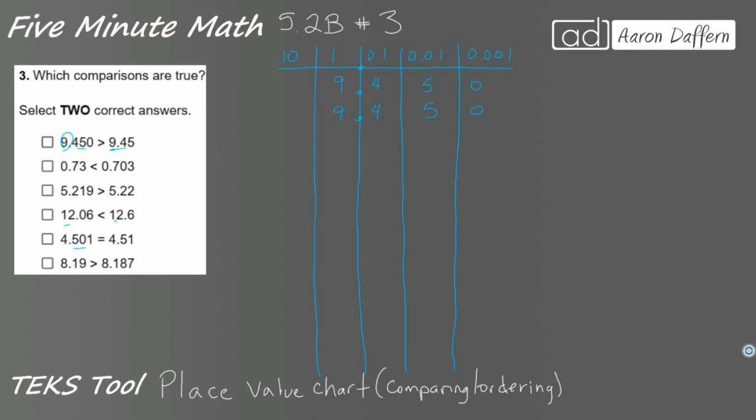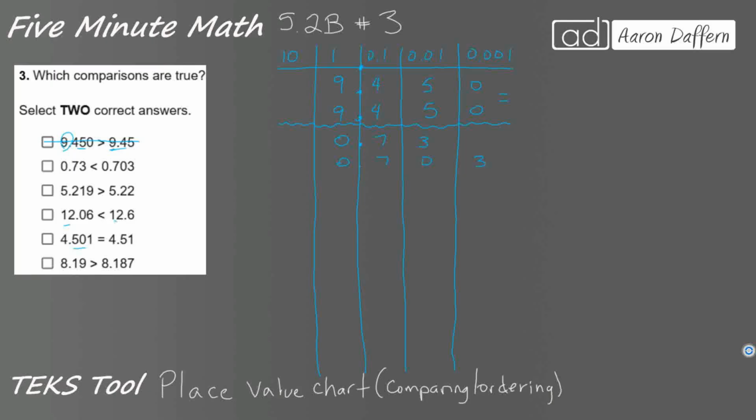Okay, so those two are equal, which means this is not a correct answer because it says the 450 is greater. And so we're going to separate that. We're going to use the same place value chart. So now I've got 0.73. So I'm going to anchor out my ones place. 0 and 73 hundredths is less than 0 and 703.